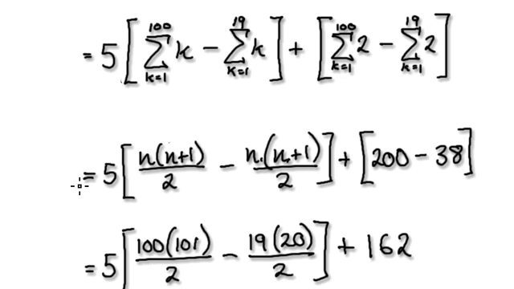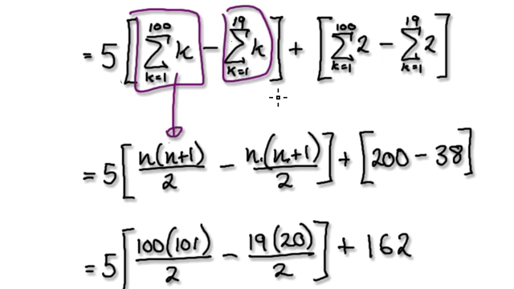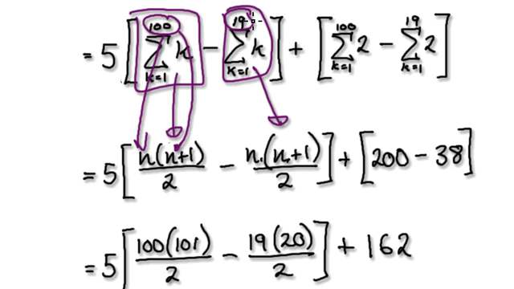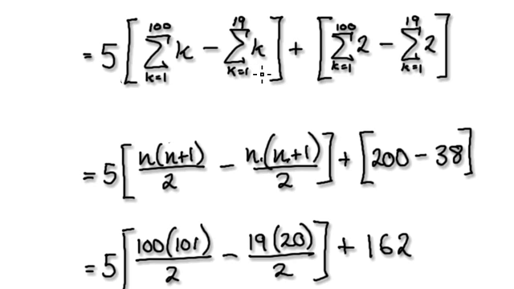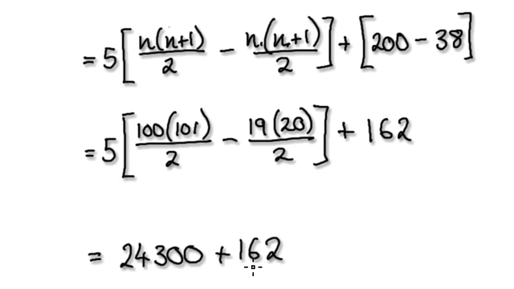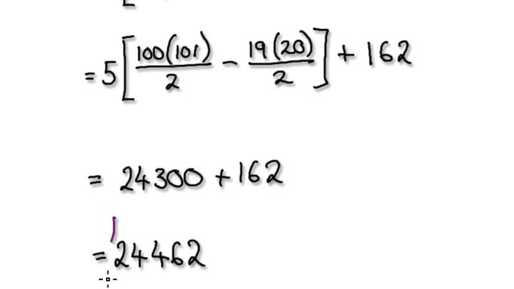So this is us using the formula here. Evaluate this. Let's use this formula. Evaluate this here. The 100 goes into here, and the 19 here goes into here. So yeah, that will then take you to here.